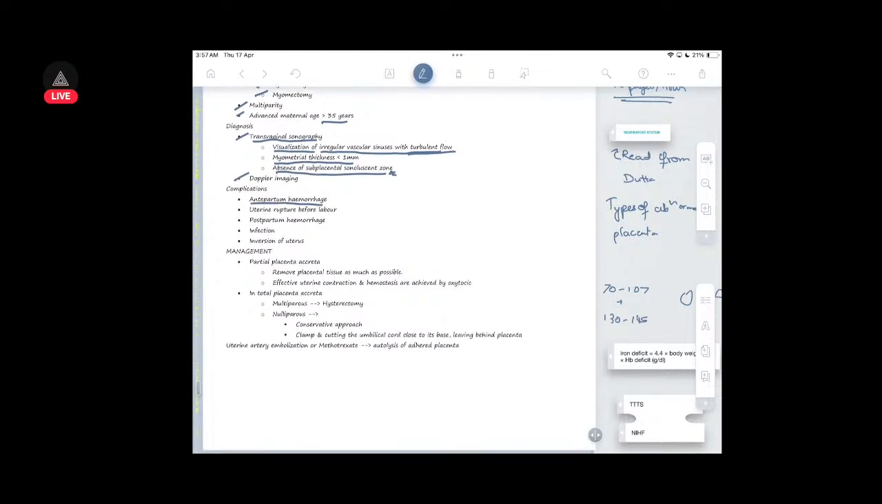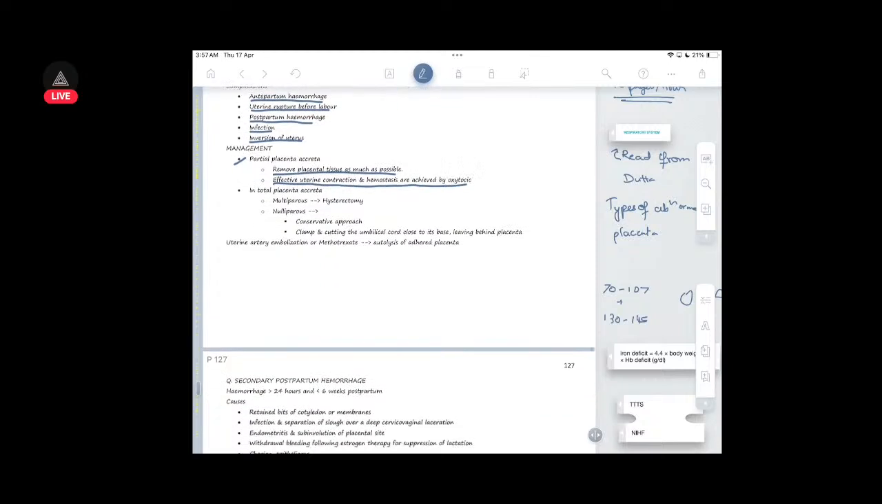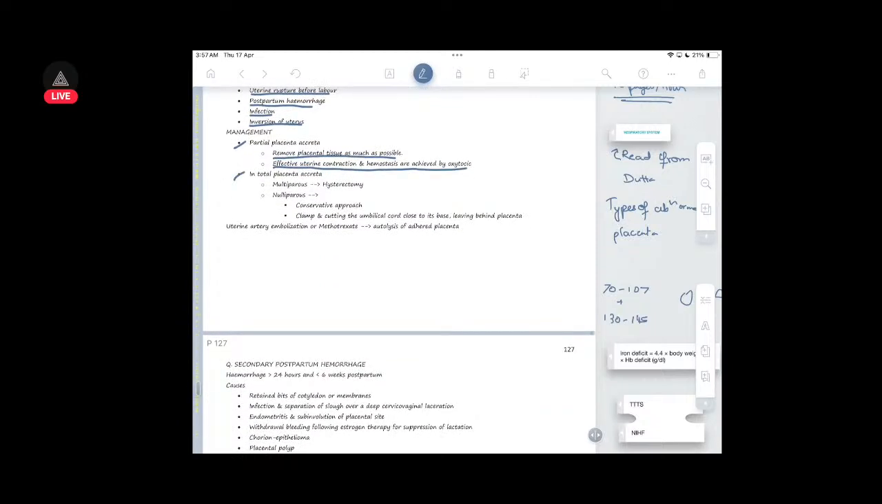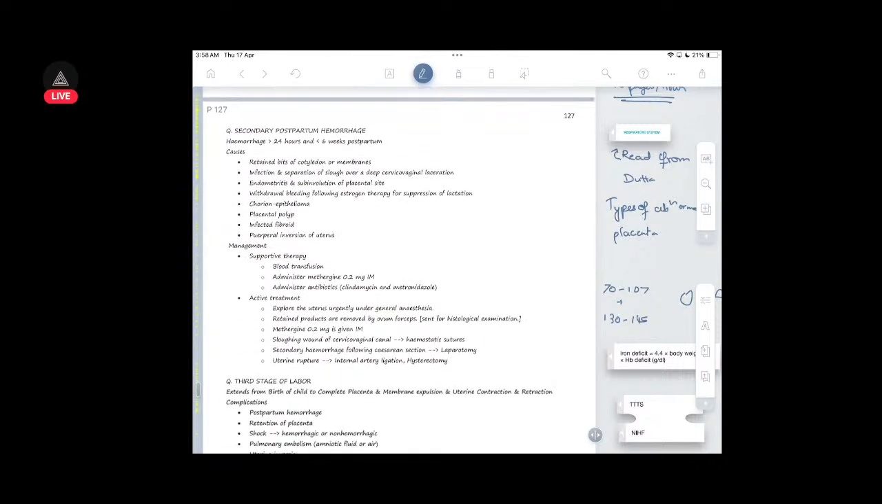Complications: APH will be there, uterine rupture before labor, postpartum hemorrhage, infection, invasion of the uterus. Management: in partial placenta accreta, remove the placental tissue as much as possible, and effective uterine contraction and hemostasis is achieved by oxytocin. In total placenta accreta, multiparous women get hysterectomy; nulliparous women get a conservative approach, cutting the umbilical cord close to the base and leaving behind the placenta. Uterine artery embolization or methotrexate can be used, and autolysis of the adherent placenta can occur.